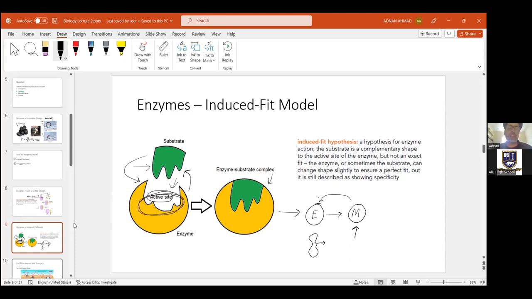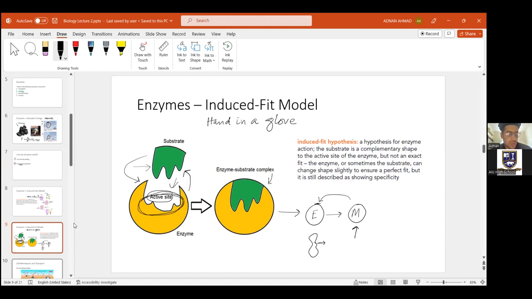Another example of changing the shape of an enzyme is also called the hand in a glove model. Whenever you put on a glove, you move your fingers a little bit and adjust your hand inside the glove. The glove is an enzyme and your hand is a substrate. The hand also changes its shape a little bit, and the glove is also modified a little bit. So this is the main difference between these two theories.